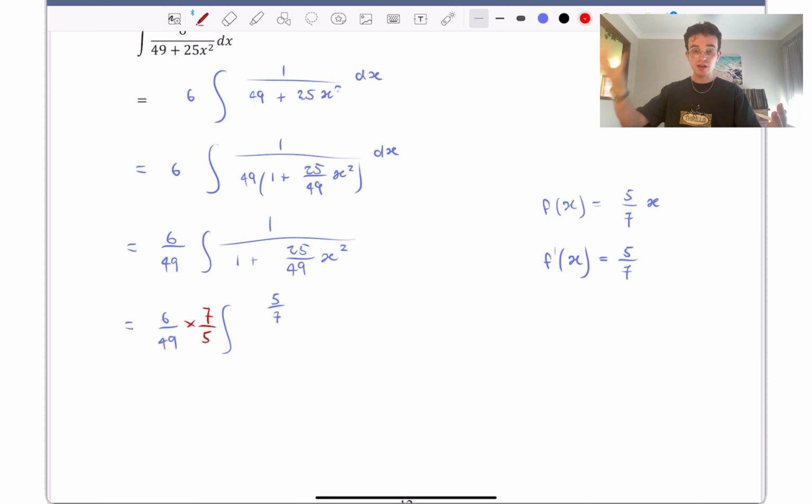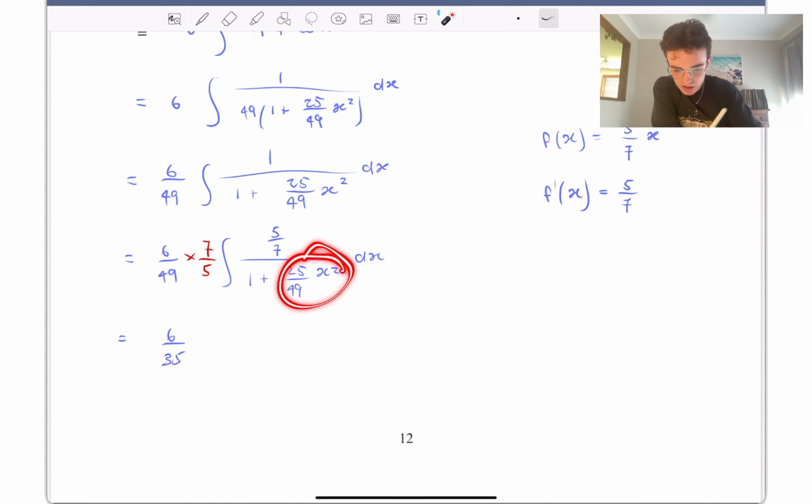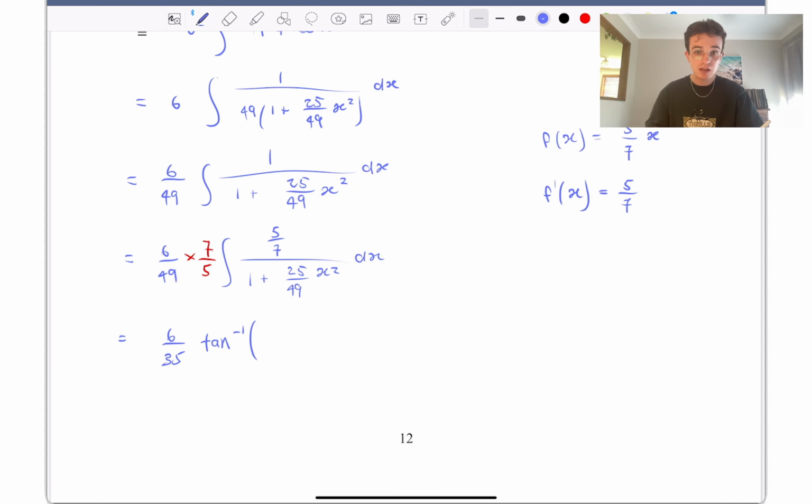Alright, now 6 on 49 times 7 on 5 is 6 on 35. Now this is in the tan format. Let's check they're in the right format. If I square root this, I get 5 on 7 x. Differentiated, I get 5 on 7, which is now what I've got up the top. So we're sweet, we're in the tan form. 6 on 35, tan inverse of f of x, not x squared, it's f of x, 5x on 7, plus c. That's our answer.